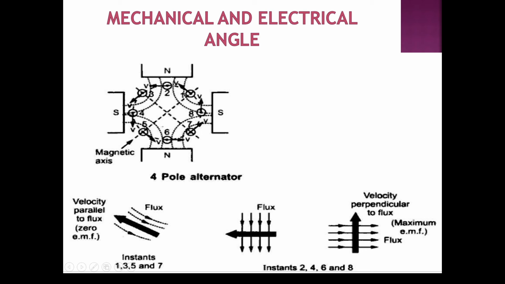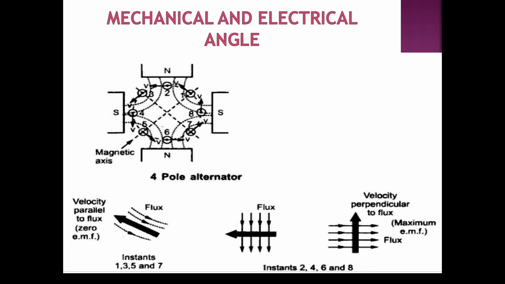At position 1 of the conductor, the velocity component is parallel to the flux, so again at position 1 the EMF induced will be 0. At position 2 there is gathering of flux, and the entire velocity component is perpendicular, so it is maximum at position 2. Similarly, when the conductor rotates, induced EMF will be maximum at positions 2, 4, 6 and 8, and at positions 1, 3, 5, 7 it will be minimum.